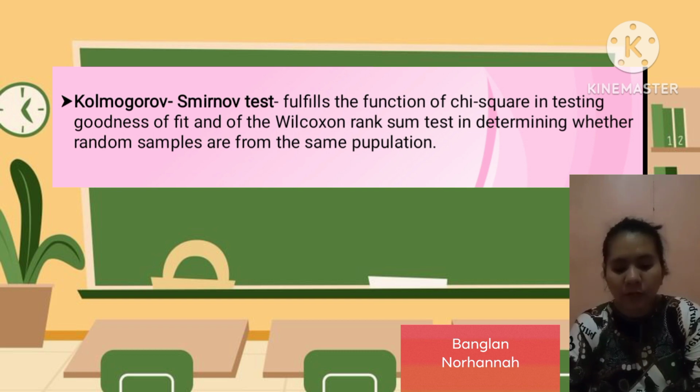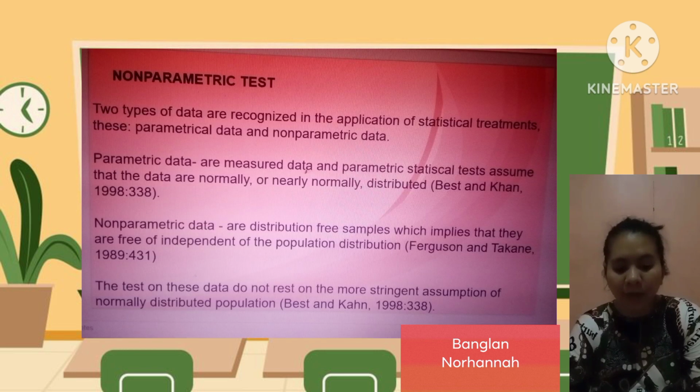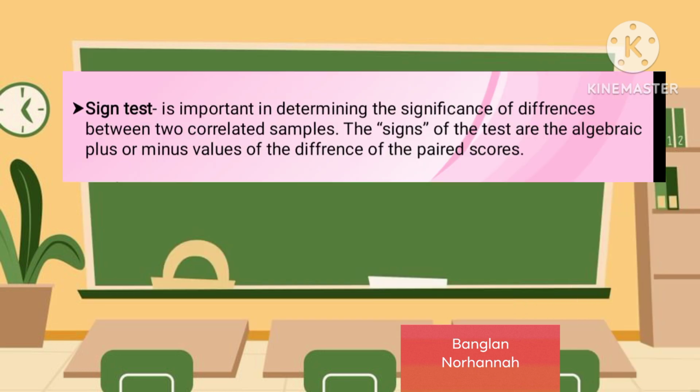The Kolmogorov-Smirnov test is often used when the assumptions of the other tests, such as the chi-square test for goodness of fit or the Wilcoxon rank sum test, are not met. It is particularly useful for testing the goodness of fit of a sample to a distribution or comparing two samples when the distributions are unknown or not assumed to be normal.